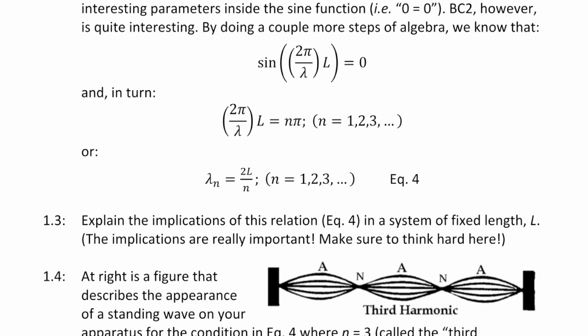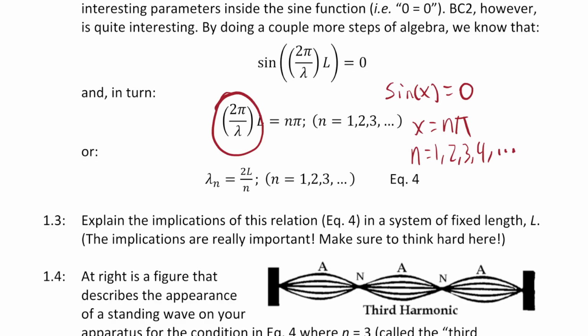And then we know that if we write sine of x equals 0, then x is equal to n pi. What I mean by that is that x has to be some multiple of pi. So n is an integer, like 1, 2, 3, 4, etc. n can be any positive integer specifically, and the sine is only 0 when x is some multiple of pi. And so that's all they do here. They say that 2 pi over lambda times L has to equal n pi. And then we solve for lambda, and that's 2L over n.